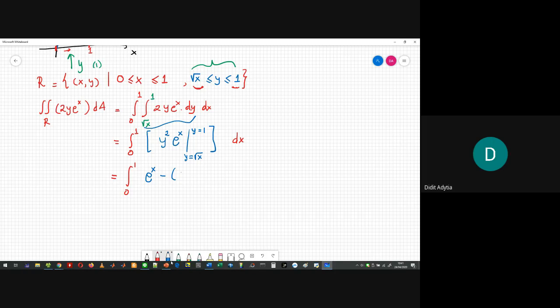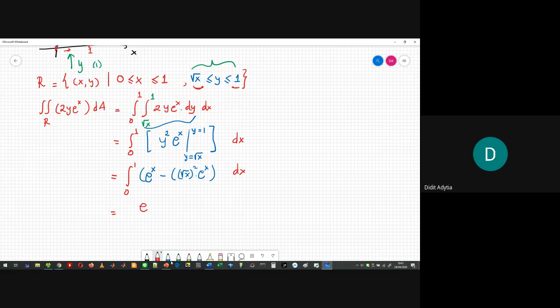This is square root of x. We square it, and then times e^x. This is the blue one, and then this is dx. Okay, and then ini berapa jadinya?